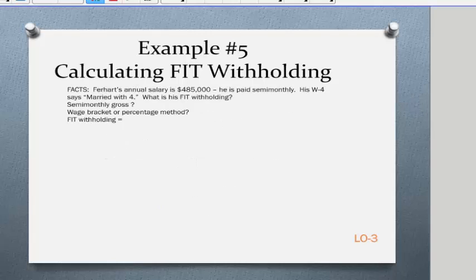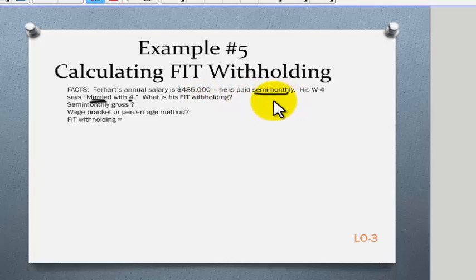All right, so here we've got Fairhart. His annual salary is $485,000. Okay, we're going to use the percentage method here, obviously. He's paid semi-monthly. His W-4 says married with 4. What is his FIT withholding? So what we have to know: married, 4 withholdings. He's paid semi-monthly. Okay, and so we have his annual salary.